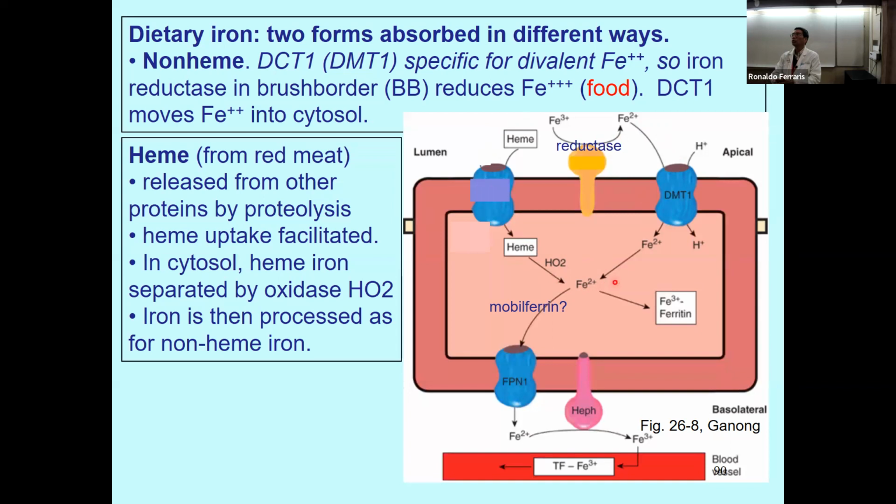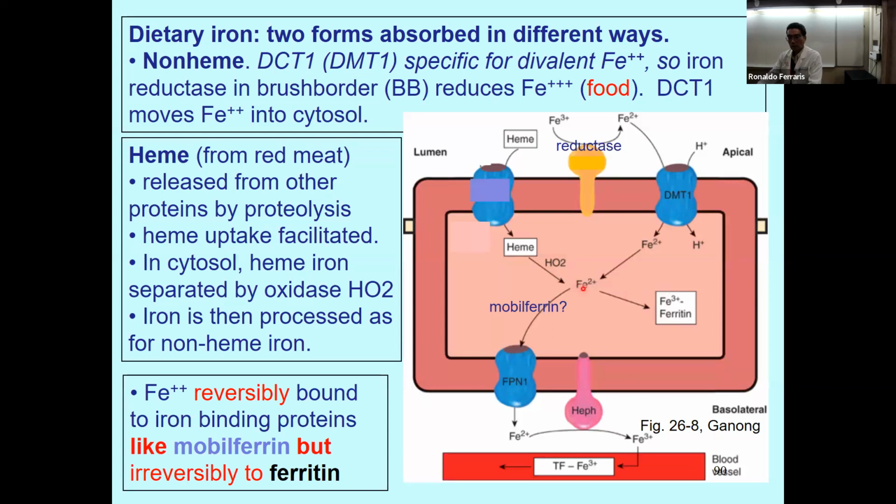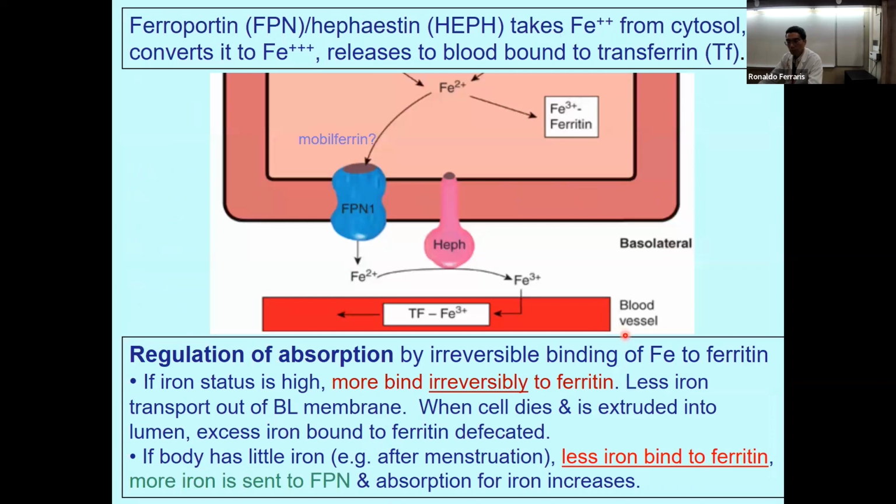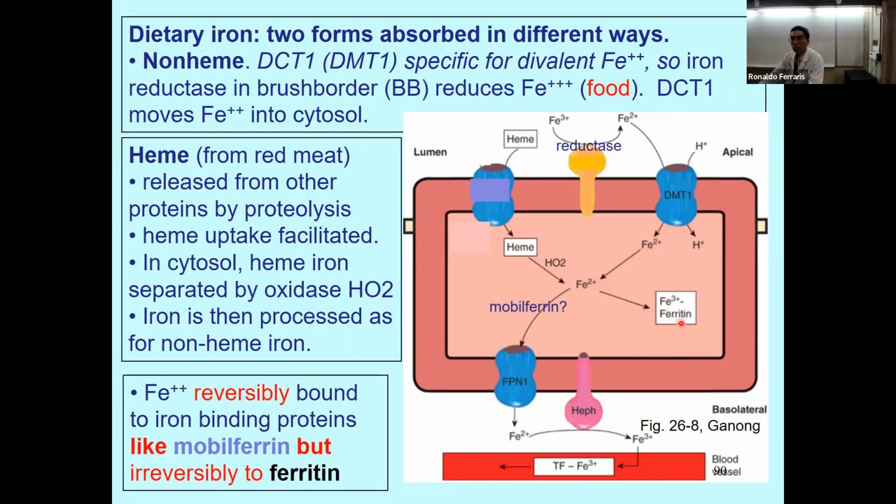Now, what do we do with this iron? Under normal conditions, it is bound to iron binding proteins. Some books call it mobilferin, in the cytosol. So iron liberated here from these two pathways has two fates. One is binding to mobilferin, which is a reversible kind of binding, and the other is irreversible binding to one that is called ferritin.